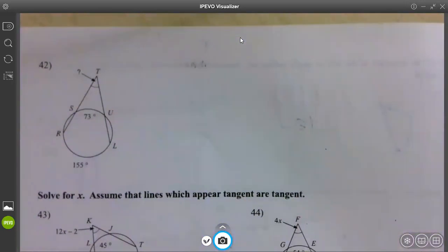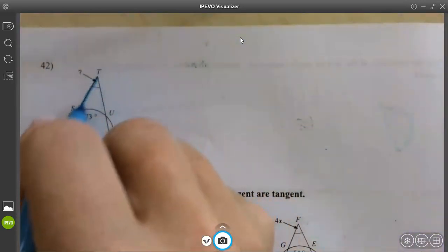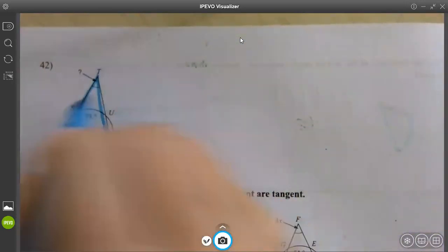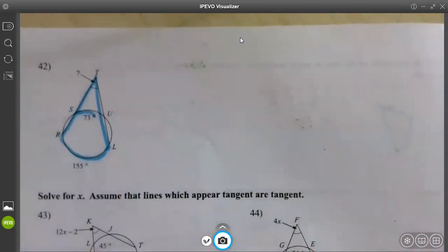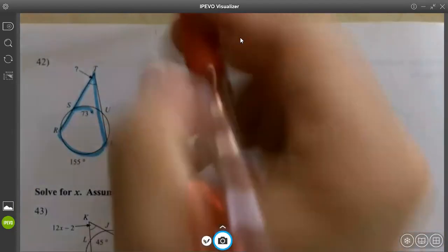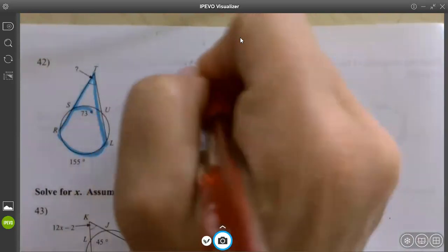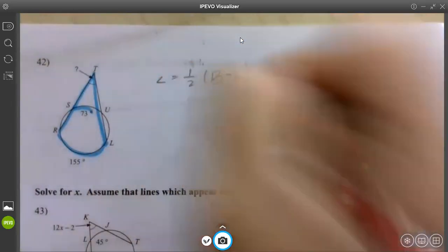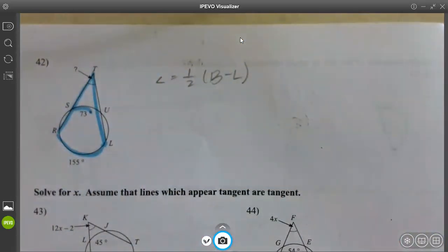All right, same thing here. Here's your angle. How many arcs are inside the angle? 2. So this one is angle equals half big minus little. I don't have to do this, just showing you the formula. If you look at all of the rest of them, they're all the same.